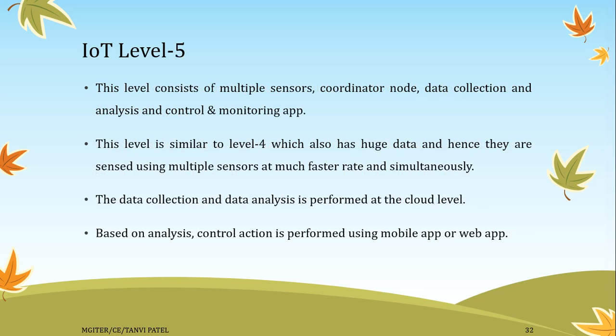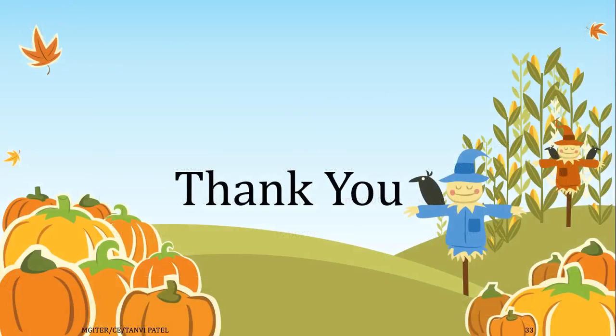This level consists of multiple sensing, a coordinator node, data collection and analysis, and a control and monitoring application. This level is similar to level 4, which also has huge data and hence it is sensed using multiple sensors at a much faster rate and simultaneously. The data collection and data analysis is performed at the cloud level. Based on analysis, control action is performed using a mobile app or web application. So this was the IoT levels. Thank you.